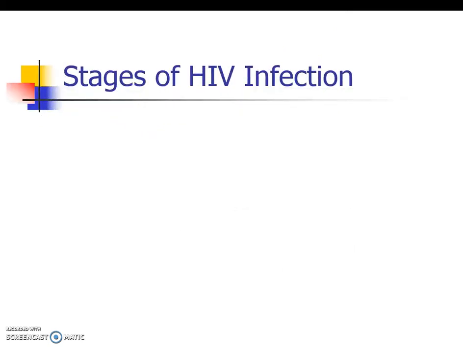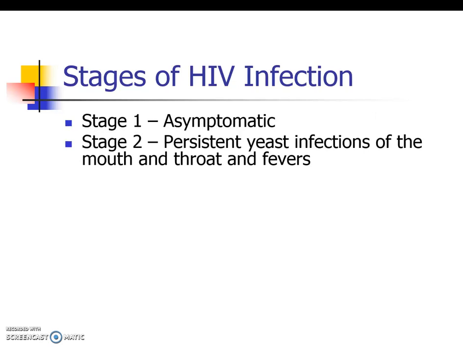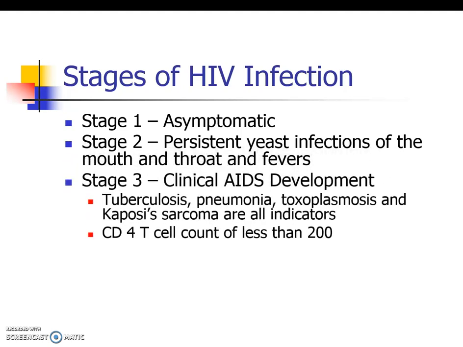Most of you probably know this, but just in case, we're going to cover the basics here. Stage 1 of HIV is asymptomatic. This can go on for 5 to 10 years, and a person could be spreading the disease. Stage 2 is persistent yeast infections of the mouth and throat, as well as persistent fevers. Stage 3 is the clinical development of AIDS, with indicator diseases such as tuberculosis, pneumonia, toxoplasmosis, and Kaposi sarcoma. The official way that it's documented is when the CD4 count is less than 200.